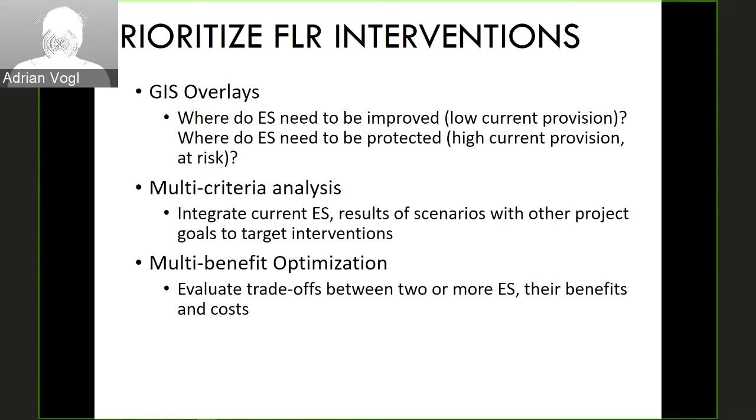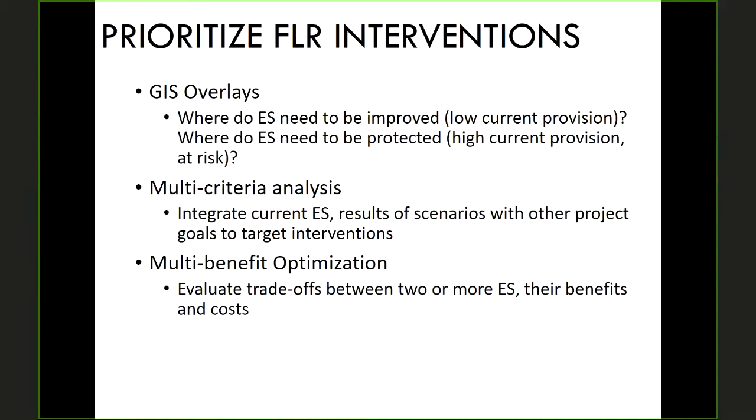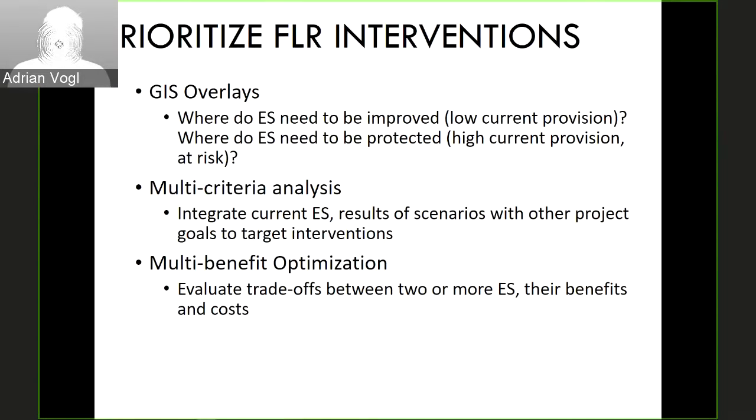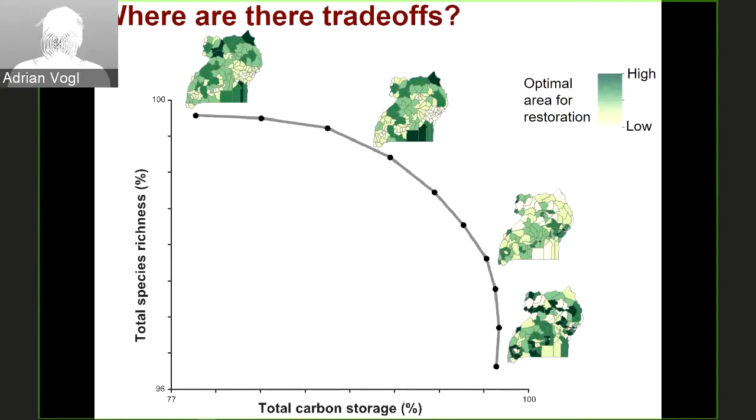And actually, I'm going to give you an example of what we call the frontiers, the outputs of this kind of optimization. It lets you look at the big picture of what these different landscapes could look like and how the results relate to different objectives. So again, this is an example from Uganda.